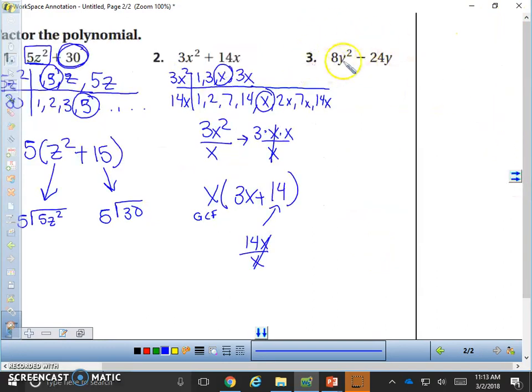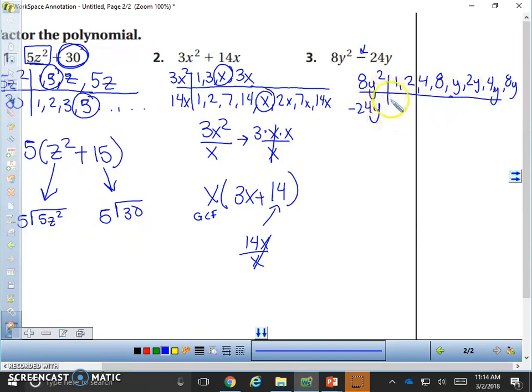Number 3. Greatest common factor between 8y squared and negative 24y. Don't forget that negative sign. Factors of 8: 1, 2, 4, 8. Now we're going to add y in there: 1y, 2y, 4y, 8y.